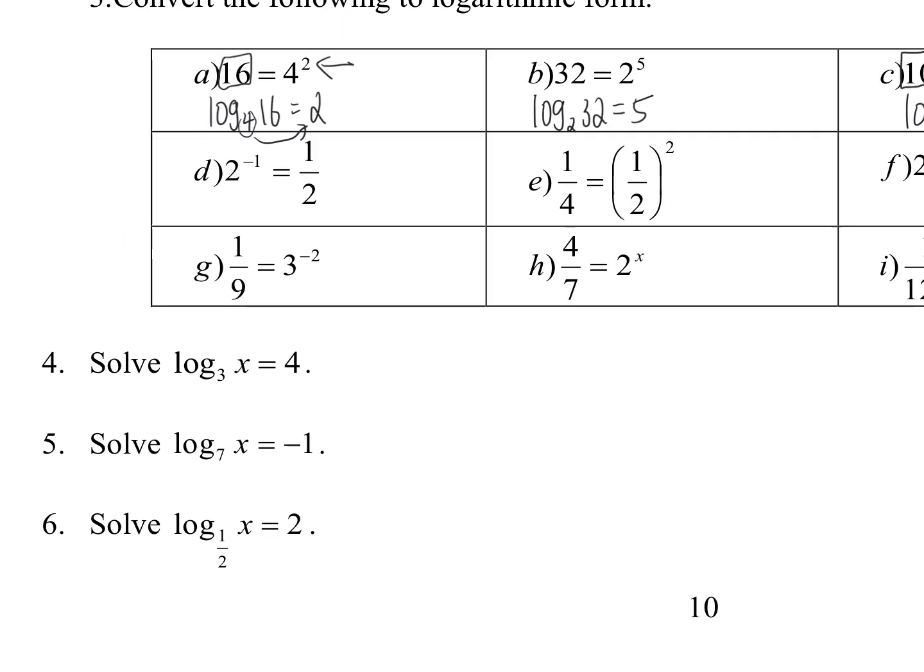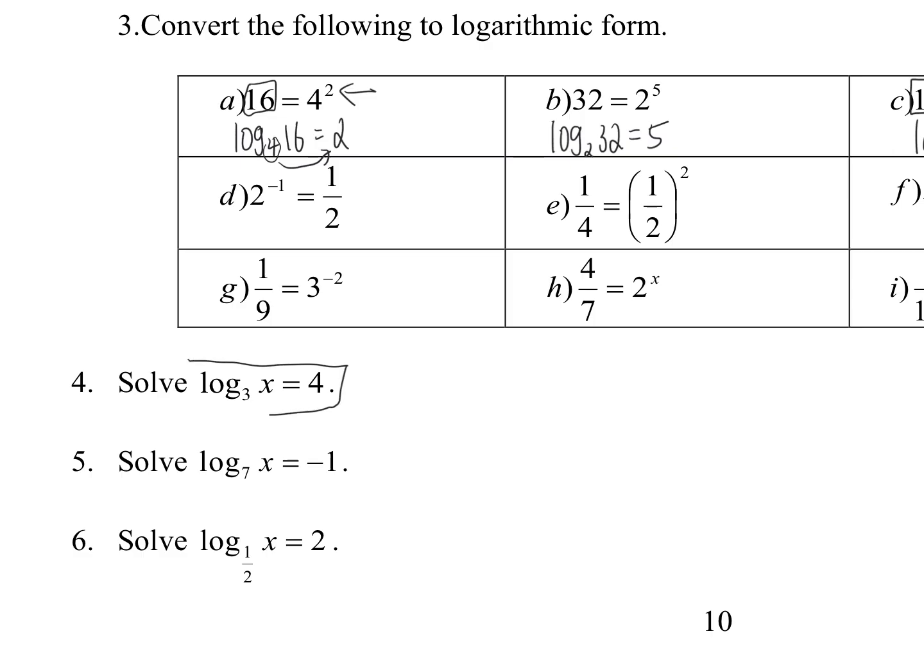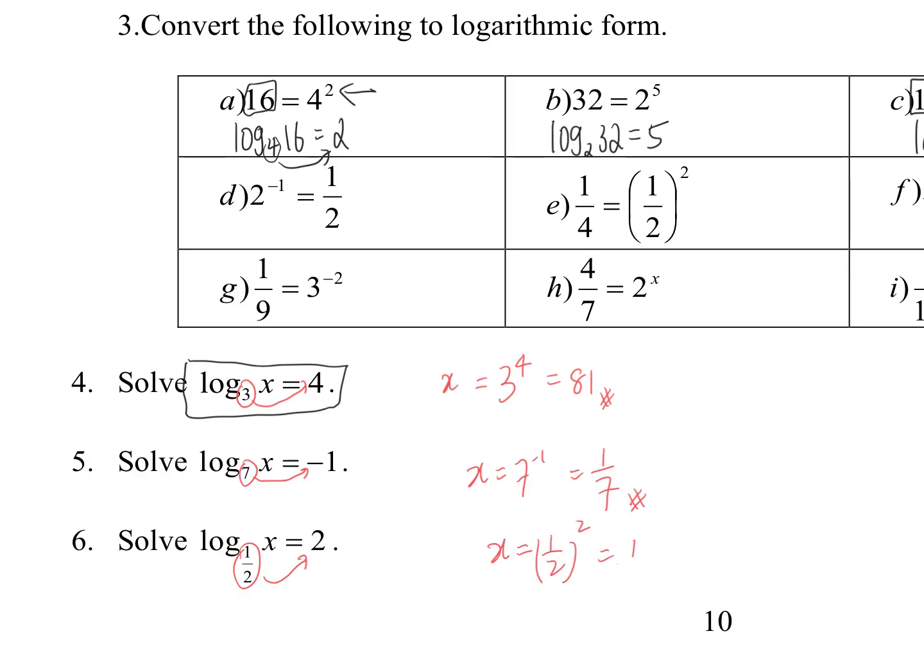But how to solve this very quickly? How do I solve for x here? Push this up. So 3 to the power of 4 is x. So the answer is just 81. Same thing here, push this up. X is 7 to the power of minus 1, so it's 1/7. Half, push it up. X is half squared, so it's 1/4. So it's very quick solving if you can see this conversion very quickly. So that is the first rule that you need to take note of.